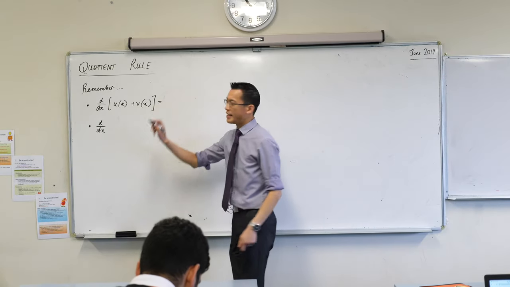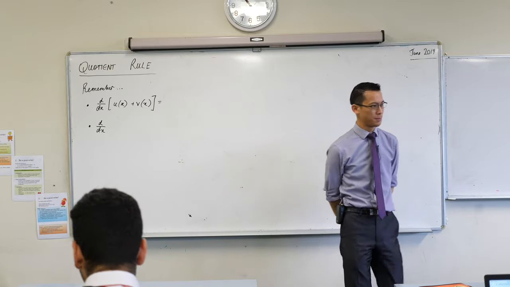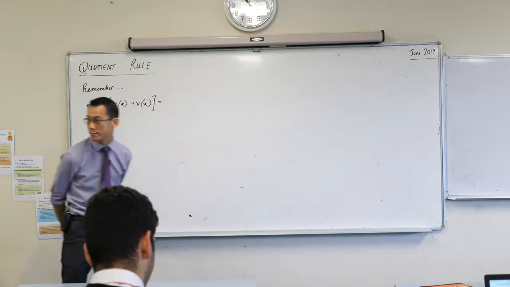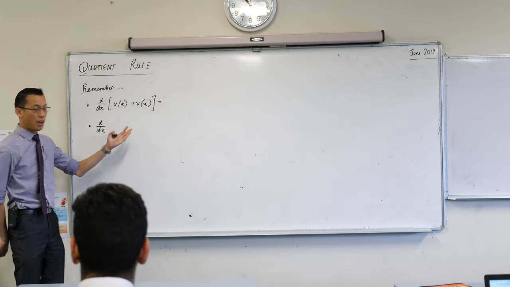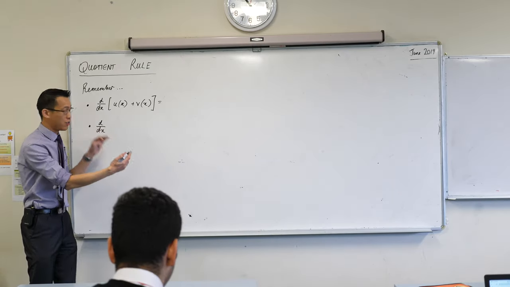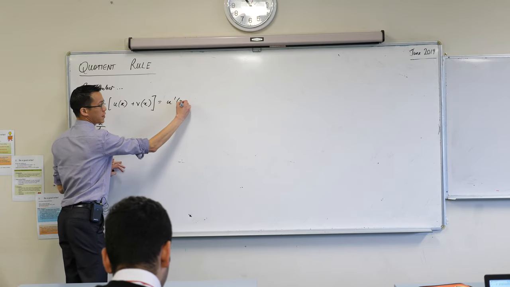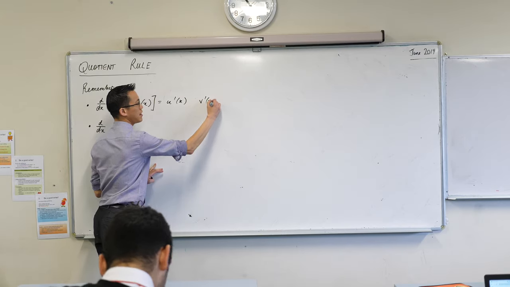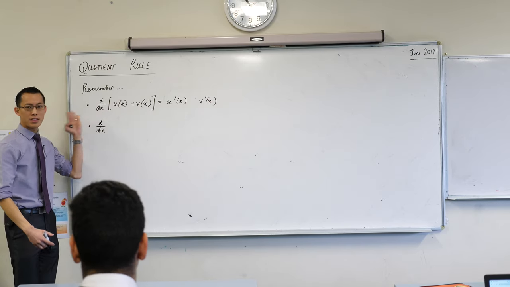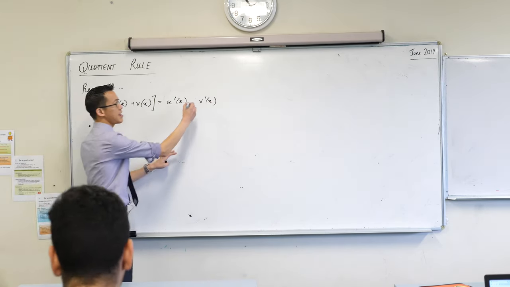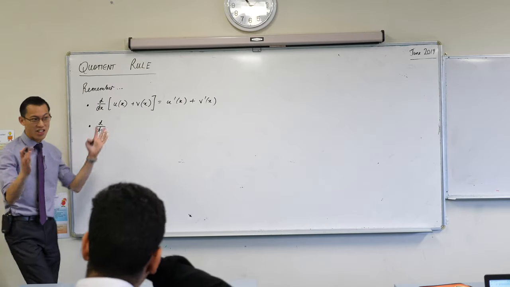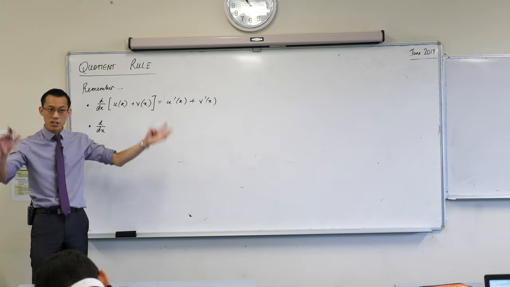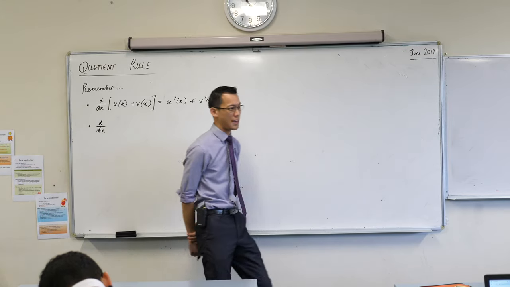If you are differentiating the sum of two functions, what happens? What do you do with each of those two functions? You can separate them. You can just do them separately, can't you? You work out the first derivative, u dash, and then the second derivative, v dash, and the derivative of a sum is the sum of those two derivatives. That's nice and neat. There's nothing too complicated about it, so it doesn't get much of a special name.